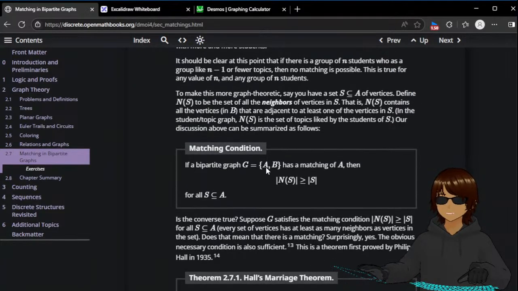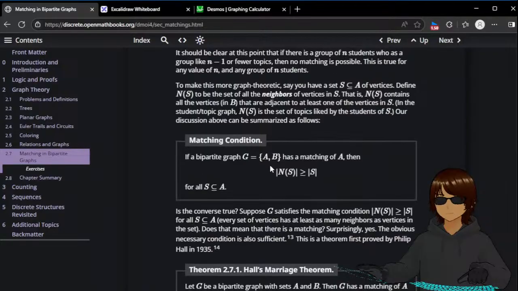Shouldn't a graph be defined as vertices and edges? An ordered pair of vertices and edges.